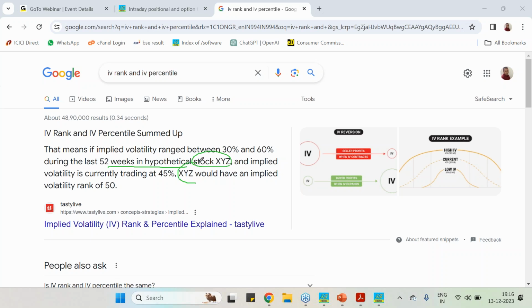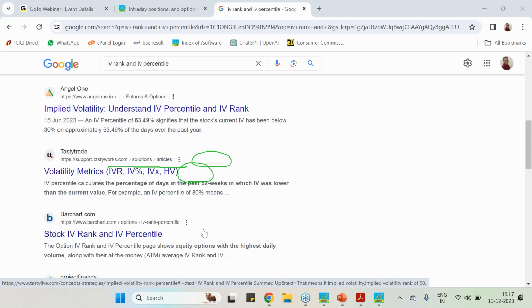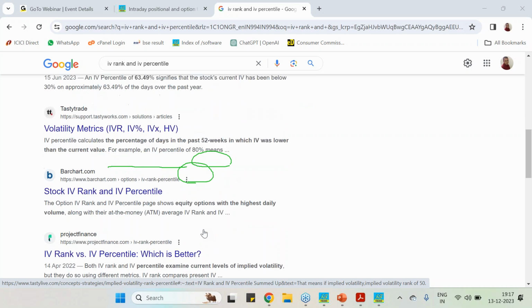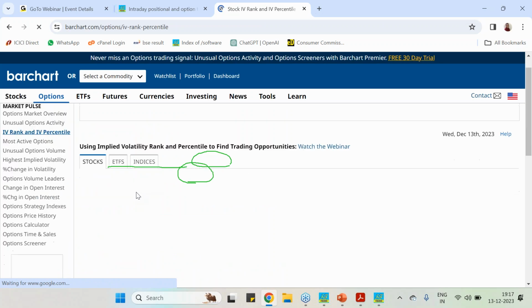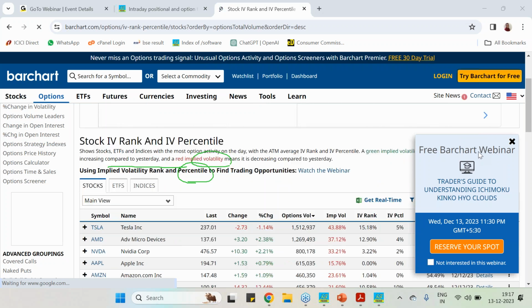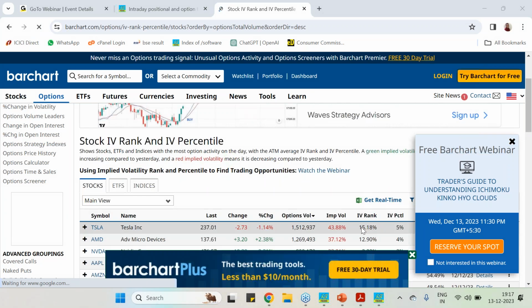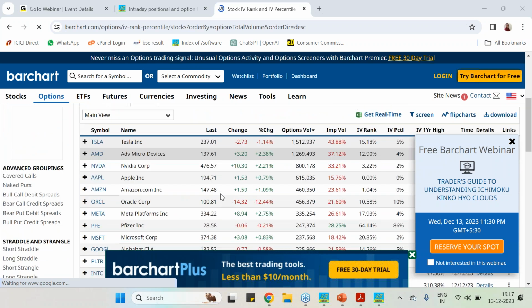Again, it is XYZ, which will have an implied volatility. Stock XYZ means it is telling not only this anywhere you go, IV rank, IV percentile, so anywhere. If you just click here, bar chart, any website you can go, anywhere you can go, you will get IV rank, IV percentile of some US stocks and other things, Amazon and other things they are giving. Very good, I got it.